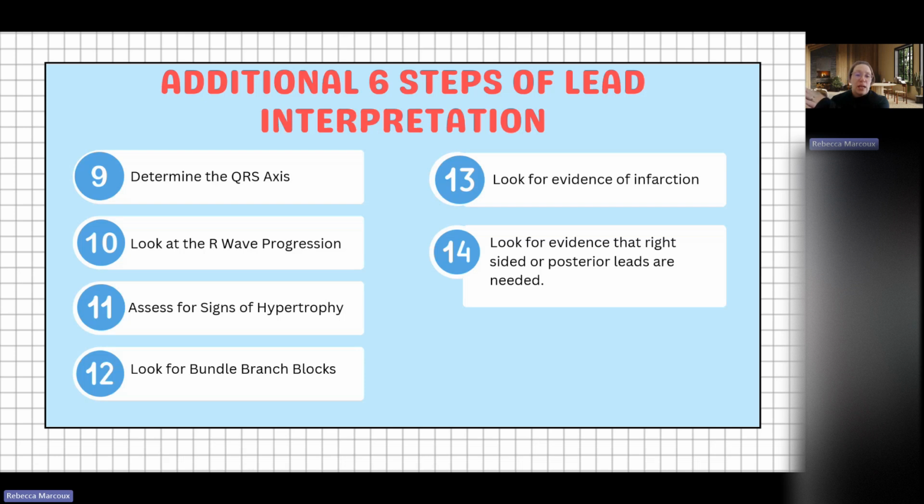The one thing I will say is that the evidence for right-sided and posterior leads should be pretty obvious. For example, if we see ST elevation in our inferior leads, please don't do all the other steps. See that, look at the ST elevation and then go, okay, they're already having a STEMI. We may need to look at doing right-sided and or posterior leads.